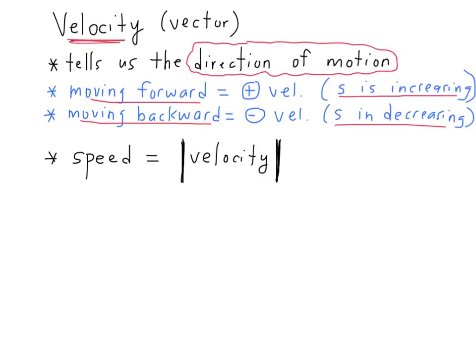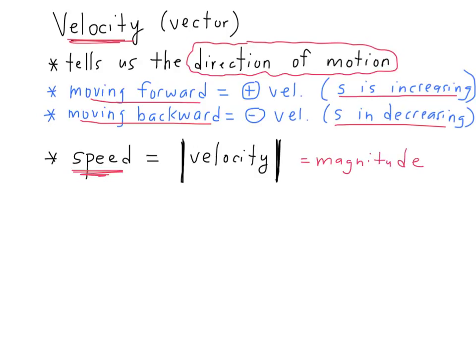So keep that in mind. That's the first part of our vector definition for velocity. Okay, it tells us the direction. And then we also have, with that, speed. Speed is defined as the absolute value of velocity. All right, this is the magnitude part of our definition.